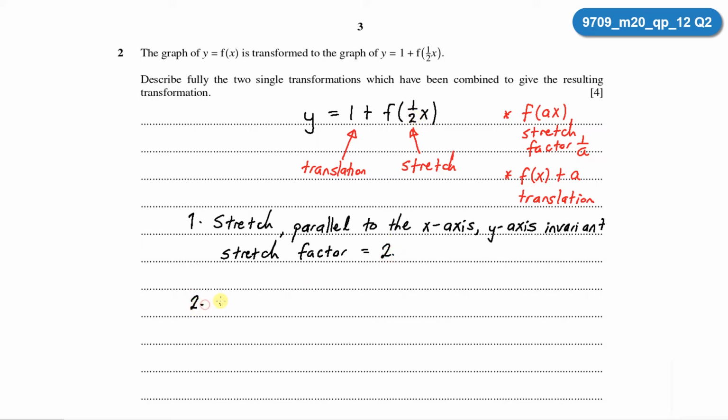Then the second transformation you say is a translation in the direction of the y-axis by positive 1 unit. So in other words, the graph is going up by 1 unit. So that's the transformation here for number 2. So that's it for question number 2.